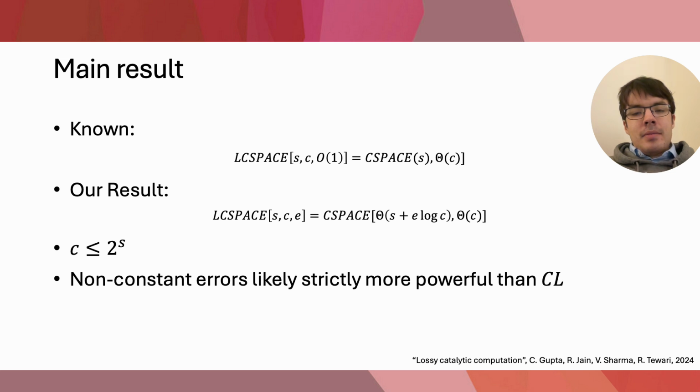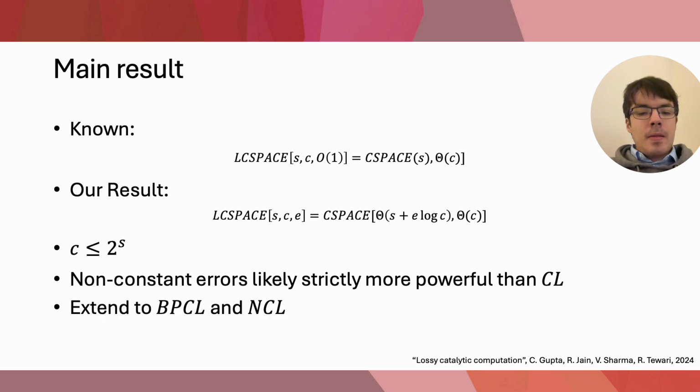Also, another effect of this result is that, perhaps surprisingly, a non-constant number of errors, even a very, very small number of errors, as long as it's not constant, is likely to produce a class strictly more powerful than CL. We don't have an exact equivalent of a space hierarchy theorem here, but we do think that allowing more clean space is likely to produce a different complexity class. Our technique is also sufficiently robust that the result extends to BPCL and NCL, which are the bounded probabilistic and non-deterministic variants of CL.